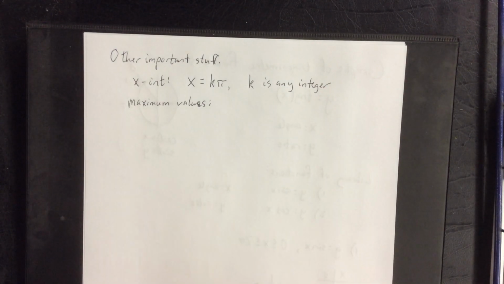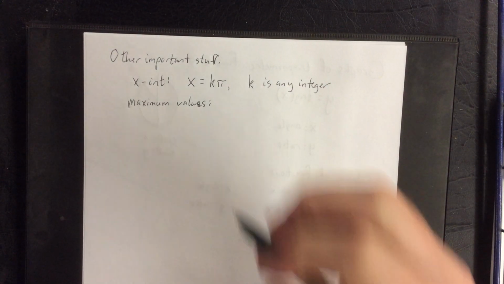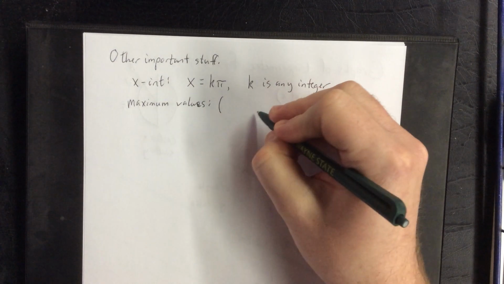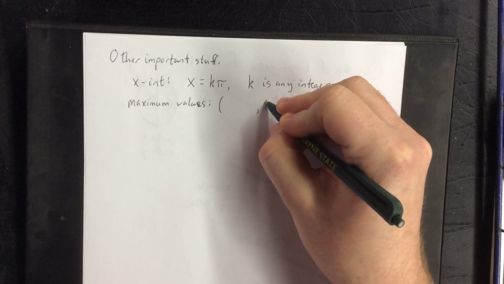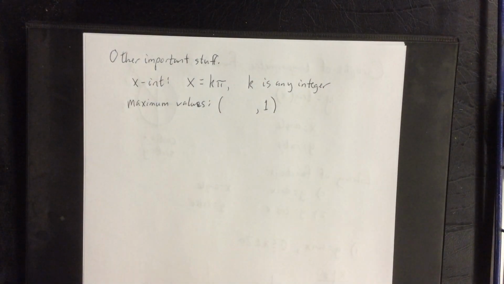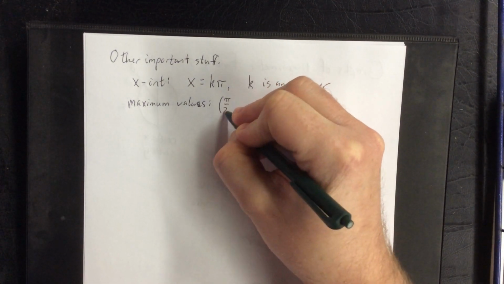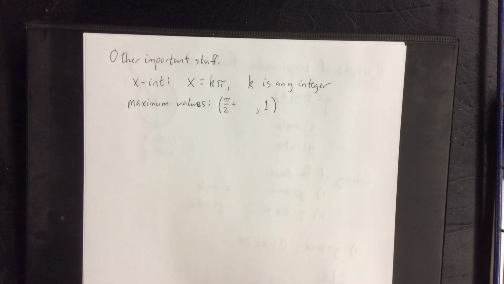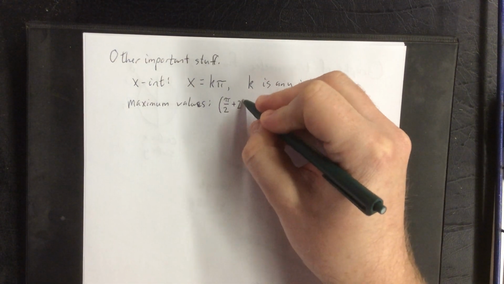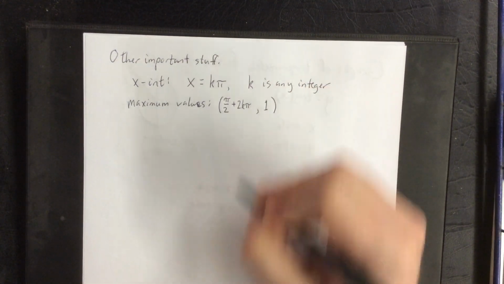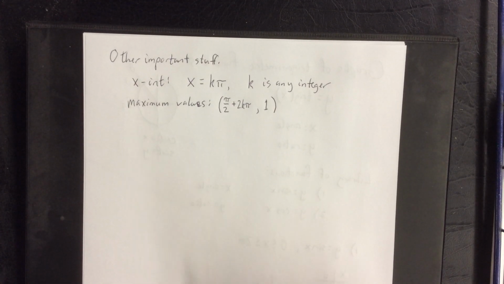Additionally, this thing will attain a maximum value an infinite number of times. The maximum value that it hits is a y-coordinate of 1. The first time that it hits that maximum value is at x equals pi over 2, and then it will repeat that every time it makes a full revolution around the unit circle. So that'll be plus 2k pi.